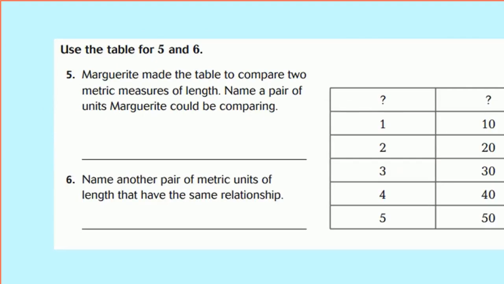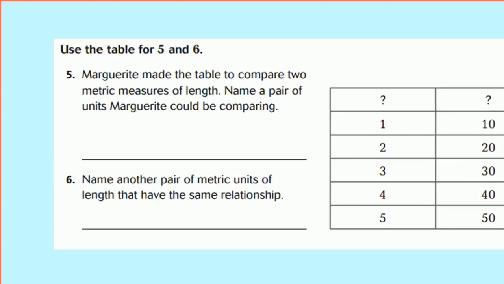Oh, here's another table. Now, this is like a mystery table, isn't it? And there are 2 questions about it. The directions say use the table for 5 and 6. All right, let's see 5. Marguerite made the table to compare two metric measures of length. Name a pair of units Marguerite could be comparing. And then let's see what number 6 says. Name another pair of metric units of length that have the same relationship.